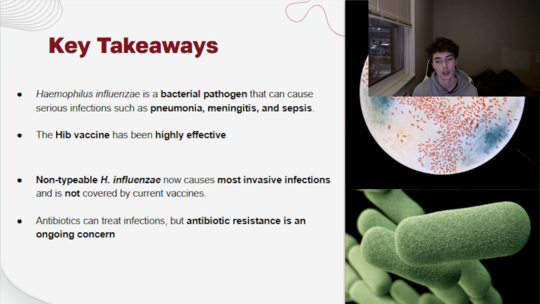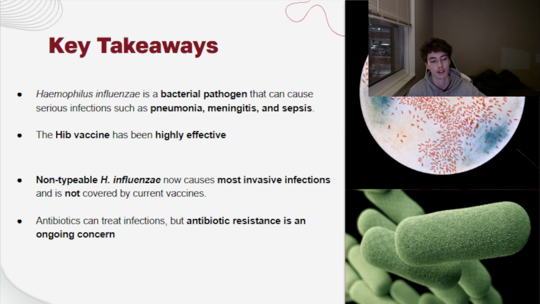Some key takeaways about Haemophilus influenzae that I would like everybody to know is that it's a bacterial pathogen. It's highly contagious, or not so much anymore, but it was. And it can cause serious infections such as pneumonia, meningitis, and sepsis. But because we have an HIB vaccine, meningitis has significantly been suppressed and controlled, so that is not so much of a concern anymore.